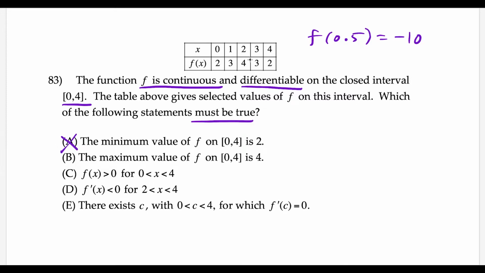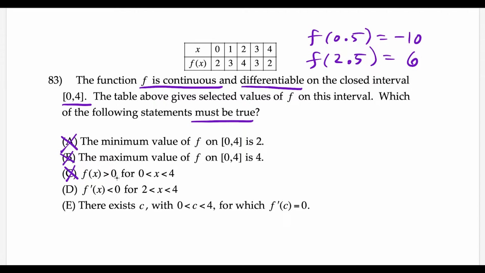The maximum value is 4. Now, once again, that is the biggest y value that we're looking at. But hypothetically, if we had f of 2.5 in the table, maybe that's equal to 6. So this is not necessarily true. And then we have f of x is greater than 0 for all values x between 0 and 4. This also doesn't have to be true. See, if f of 0.5 were equal to negative 10, then this would be a false statement. So this one doesn't have to be true.